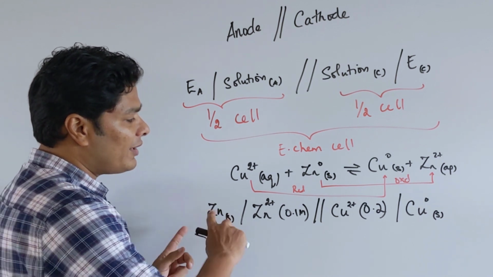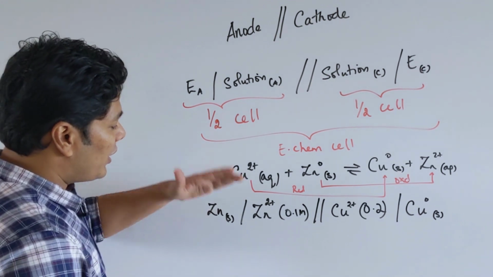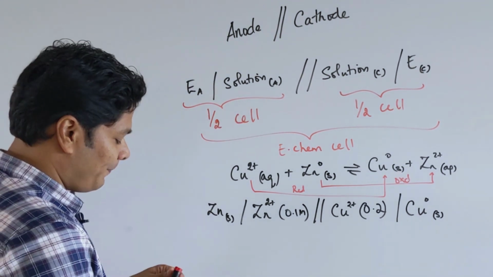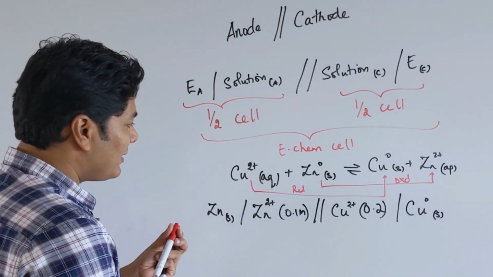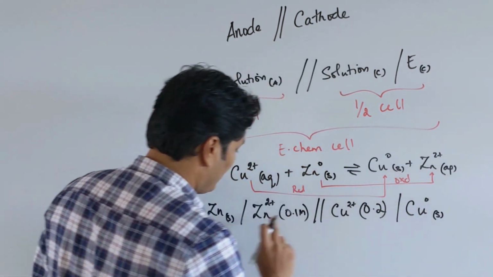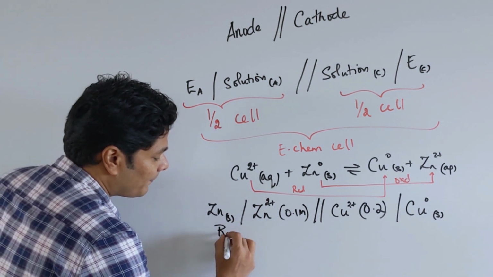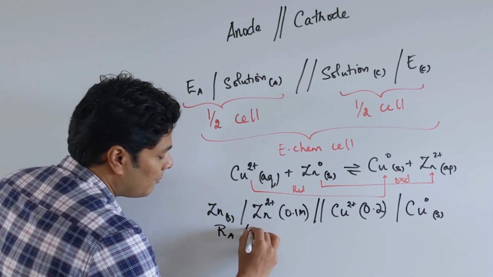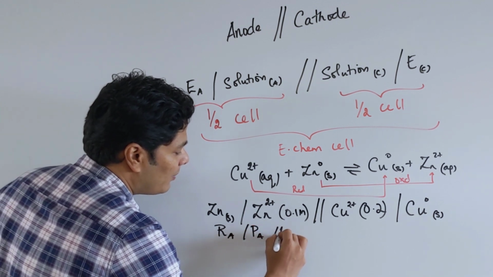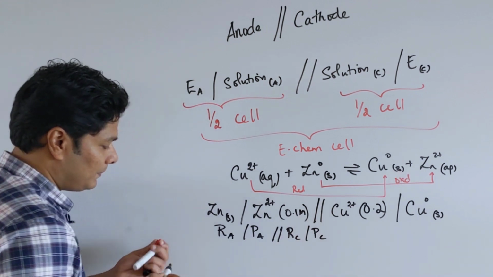So basically when you are given a cell notation, what does it tell you? Let's say you are given this and you are asked for a reaction. I can write the cell notation as reactant anode, product anode, double bar, reactant cathode, product cathode.